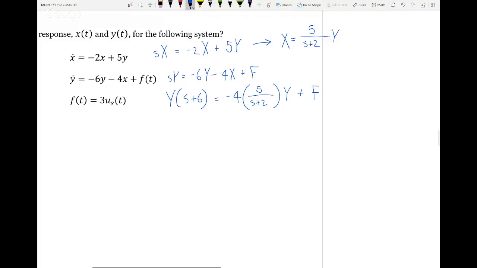It's important, if we're going to get a characteristic equation, remember the characteristic equation is the denominator of the transfer function. So I'm not going to do anything with this f. I'm going to get y over f, and that's going to be my transfer function. Okay, so we're just about there. Let's expand this all out. I'm going to multiply everything through by this s plus 2. So that's going to be y times s squared plus 6s plus 2s plus 12.